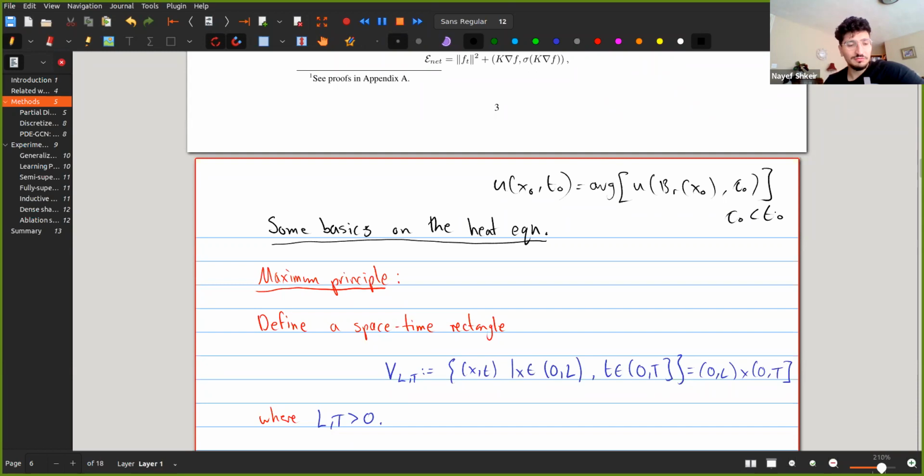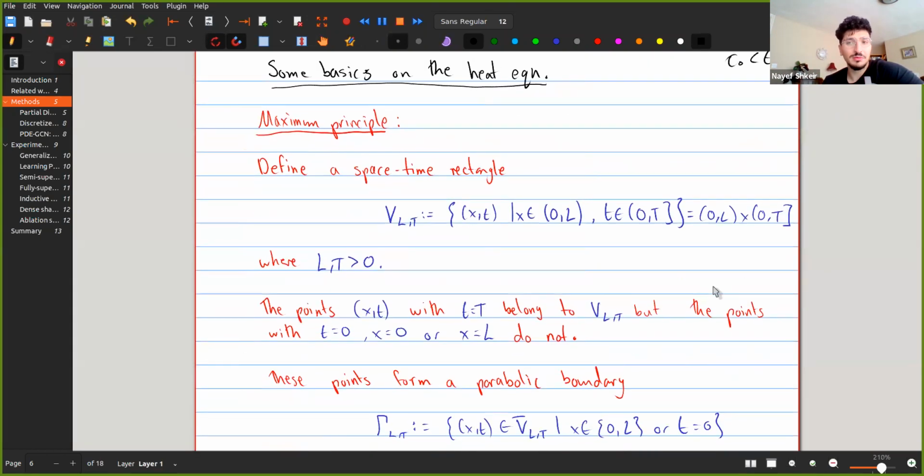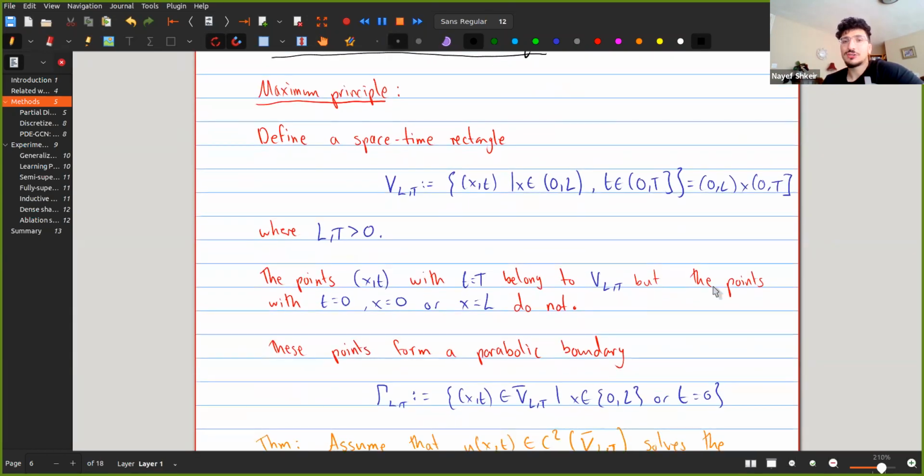You can think of, let's say, if you heat a rod at one end, you're going to get your heat diffusing throughout the rod, right? So this is what this equation is modeling. And a really nice thing about this is the maximum principle that you have. If you define some space-time rectangle, where you define your bounds as not to include 0 and L, and not to include t equals 0.